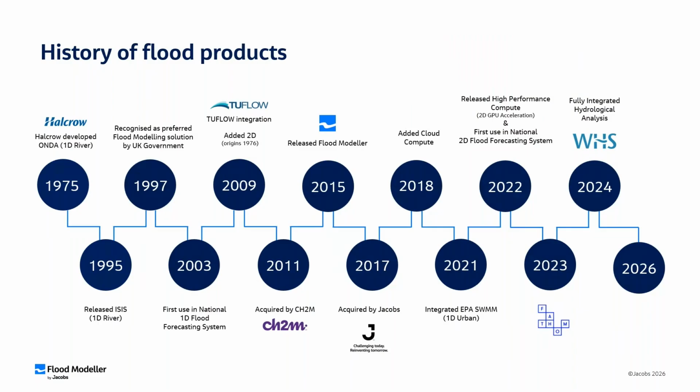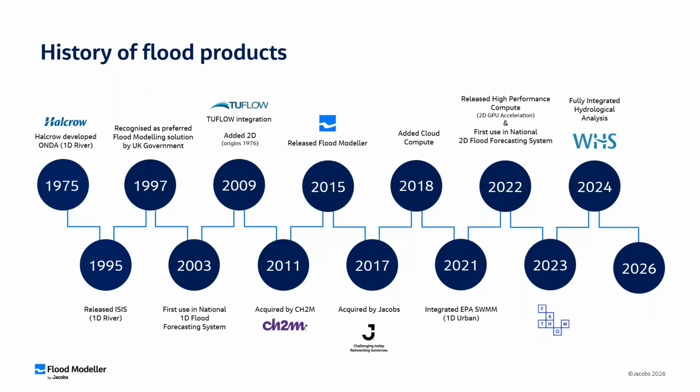That was used internally for many years and eventually was released as an externally facing product in the early 1990s. Now called 1D River, but at the time called ISIS. And it took off really quickly. So it became the preferred solution for modelling flood in the UK, used by various government agencies and consultants, being adopted into the National Flood Forecasting Service and now becoming the primary river tool within IMFS for flood risk modelling.